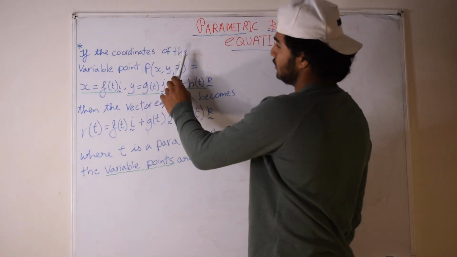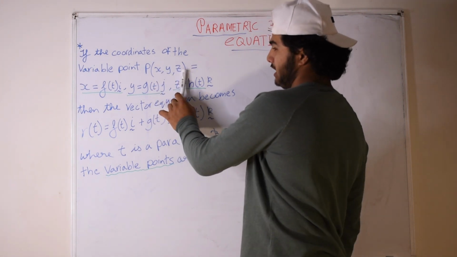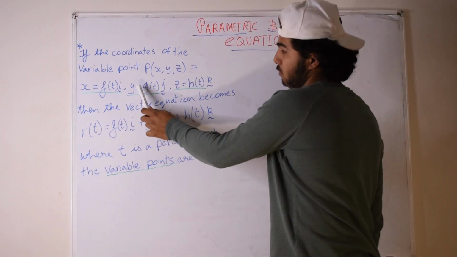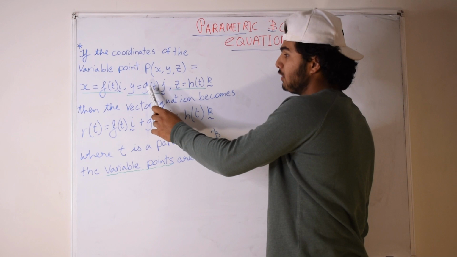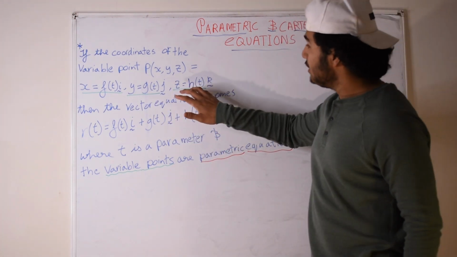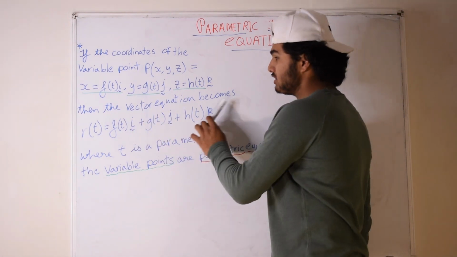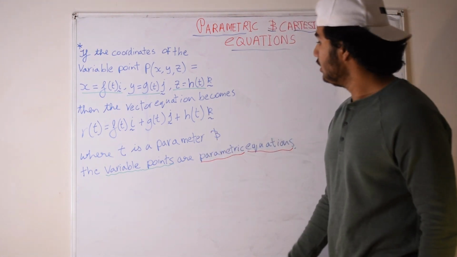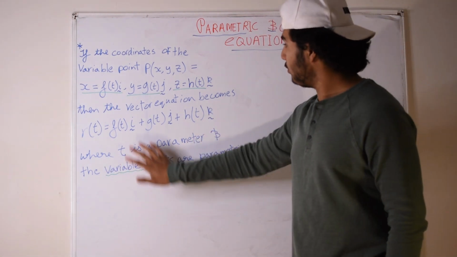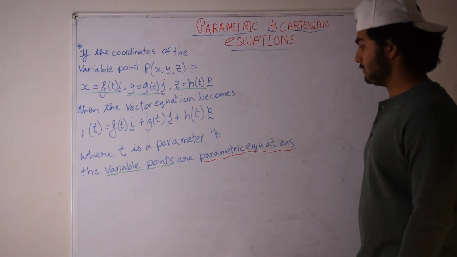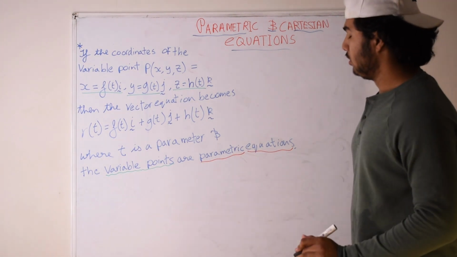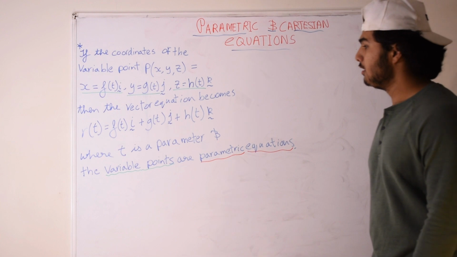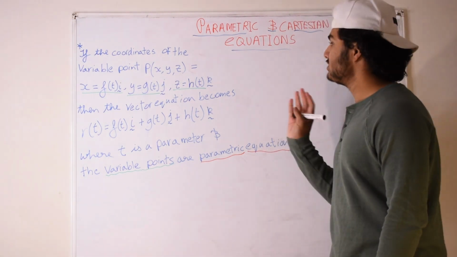It says if the coordinates of the variable point P of x, y, z are x equals f of t i, y equals g of t j, and z equals h of t k, then the vector equation becomes r of t equals f of t i plus g of t j plus h of t k, where t is a parameter and the variable points over here are parametric equations. A simple, straightforward note to ourselves before we look into any of the questions. So yeah, let's start with the first example now.